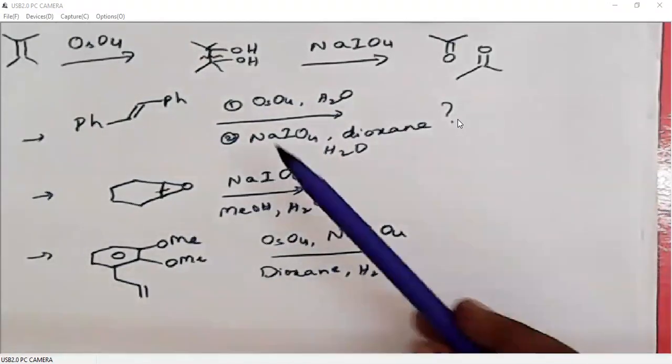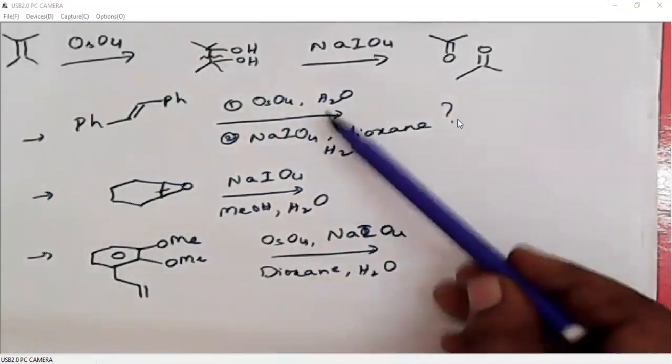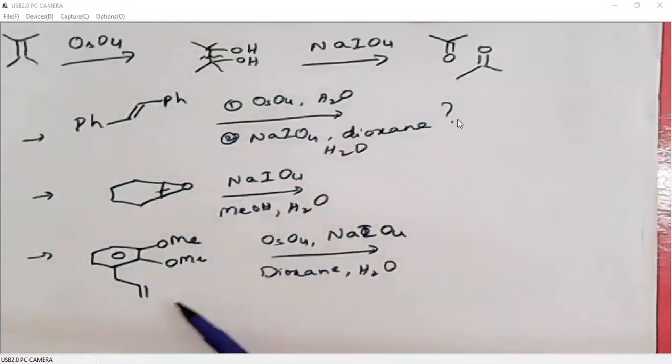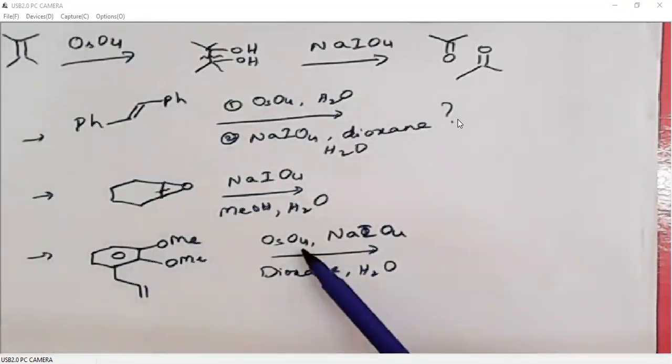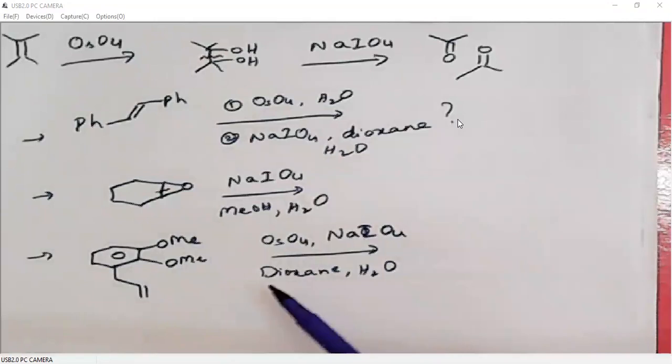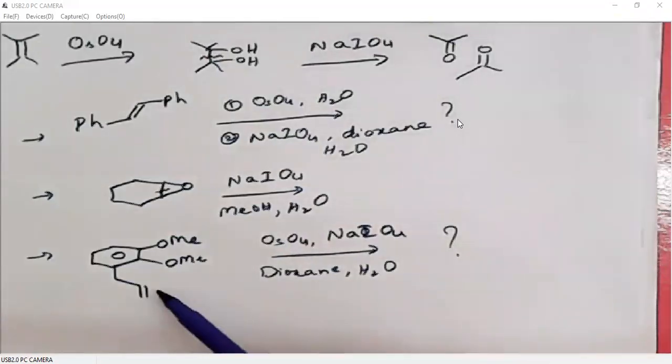We can do this dihydroxylation followed by cleavage with sodium periodate in 2 steps. At the same time, if the organic compound permits, we can do the 2 steps in a single step. We can first add osmium tetroxide, and after some time, we can add sodium periodate. So that will, in a single step, cleave this compound. That means it will undergo cleavage of the double bond. You all write the products. I'm not giving you the products here.